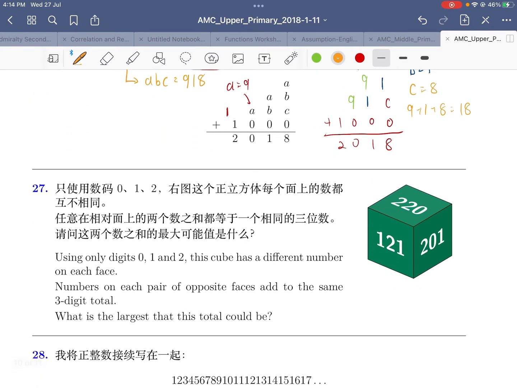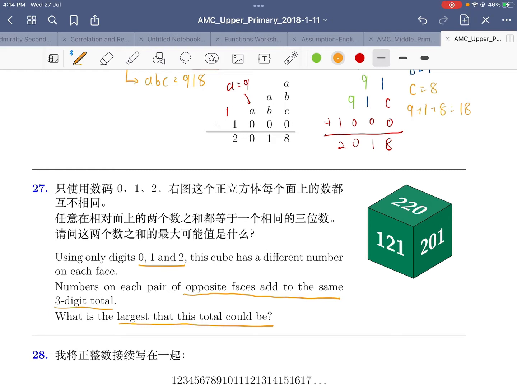Now, question 27 is really simple. Using only digits 0, 1, and 2, this cube has a different number on each face. The numbers on each pair of opposite faces add to the same total. Now what are we looking for? We are looking for the largest total in this case. So we are going to sum up the three pairs of sides of the particular dice.